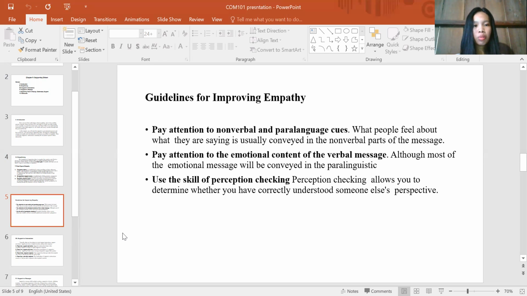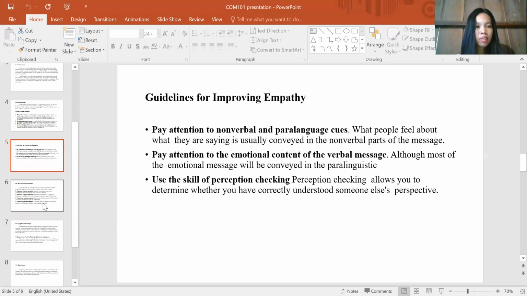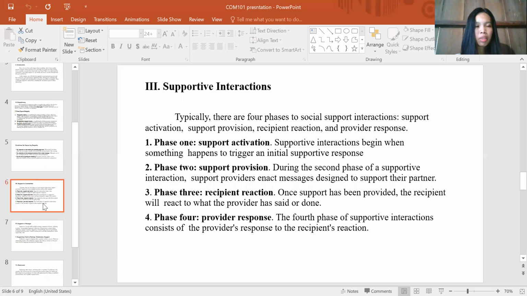Perception checking allows you to determine whether you have correctly understood someone else's perspective. And next slide is part number 3, supportive interaction. Typically, there are 4 phases to a social support interaction: support activation, support provision, recipient reaction, and provider response.